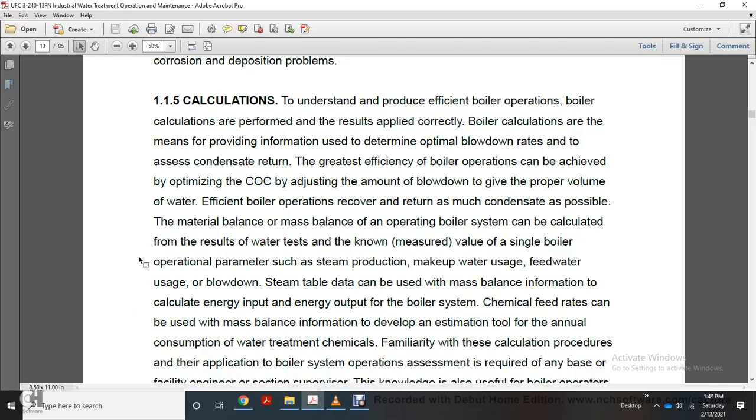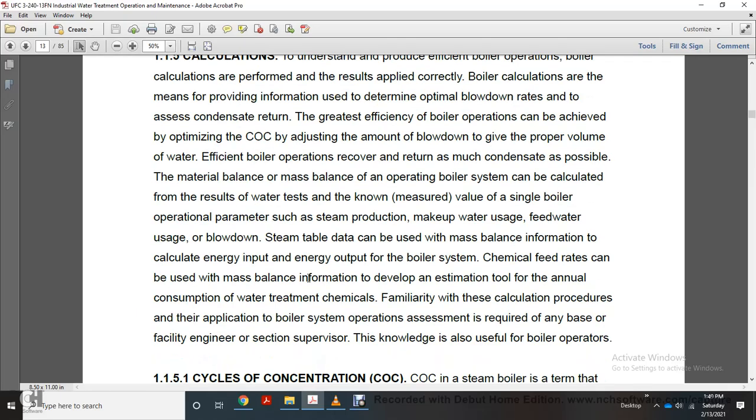Efficient boiler operation is governed by returning the most condensate possible. The material balance, or mass balance, of the operating boiler system can be calculated from the water test results, known as the measured values of the boiler operating parameters: steam production, makeup water used as feed water, and blowdown. A steam table can be used with the mass balance.